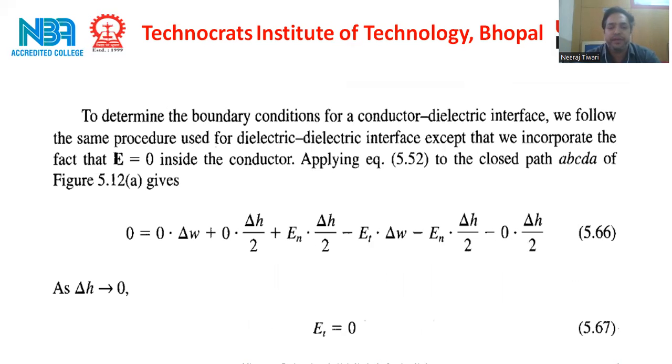Similarly, you can apply it and get this kind of equation. Finally, you have to put del H tends to 0, because it's a thin line, and we can assume the height goes to near about 0. If you simplify this equation, then you will get Et is equal to 0. That means the tangential component of electric intensity is 0. I am taking this as equation number 5.67. Et is equal to 0 means the tangential component of electric intensity is 0.